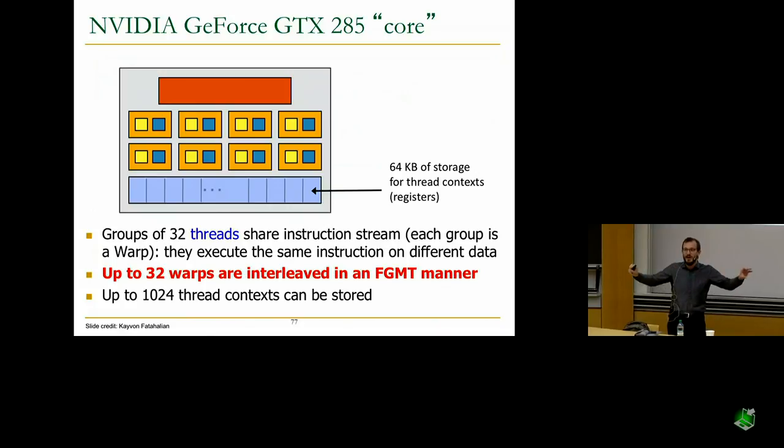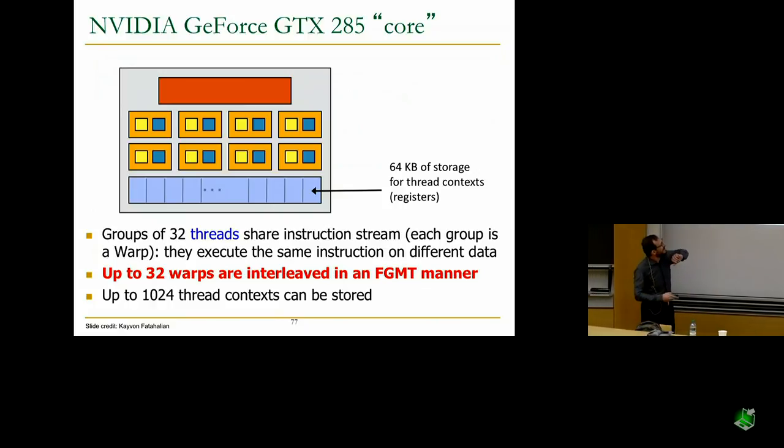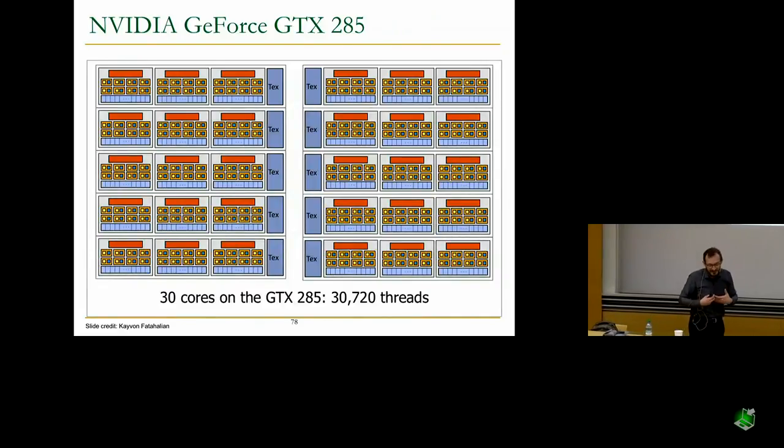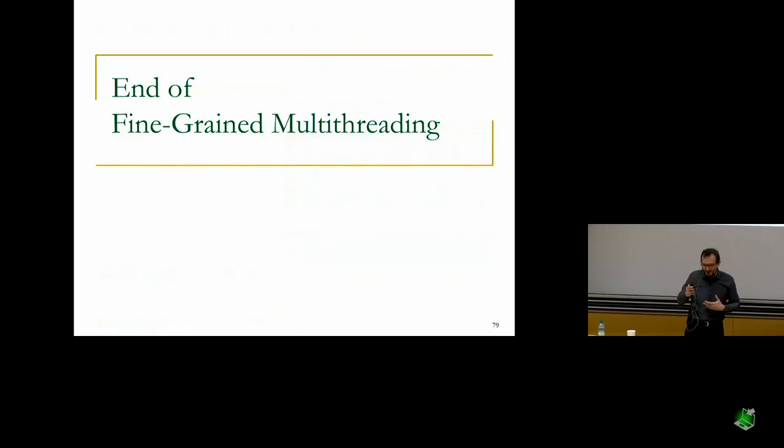You fetch from one, in the next cycle, you fetch from the next one. In the next cycle, you fetch from the next one, and so on. And in the end, you have a huge machine that has lots and lots of threads that are interleaved this way in a fine-grained multi-thread manner. And that's the end of fine-grained multi-threading.